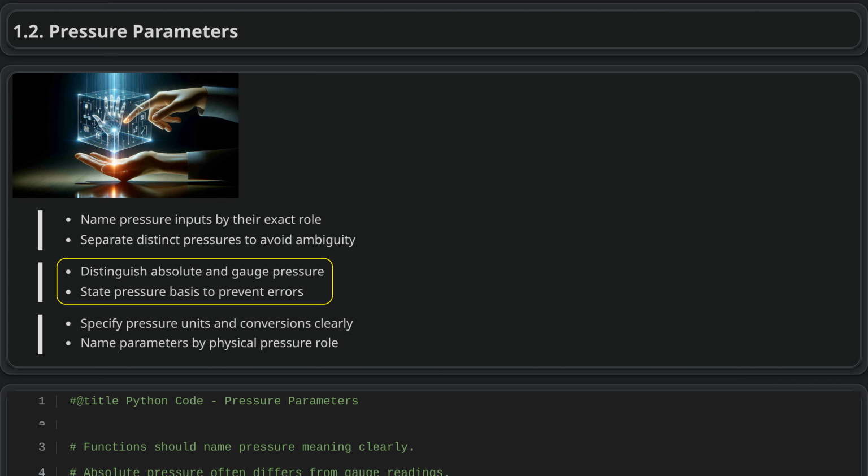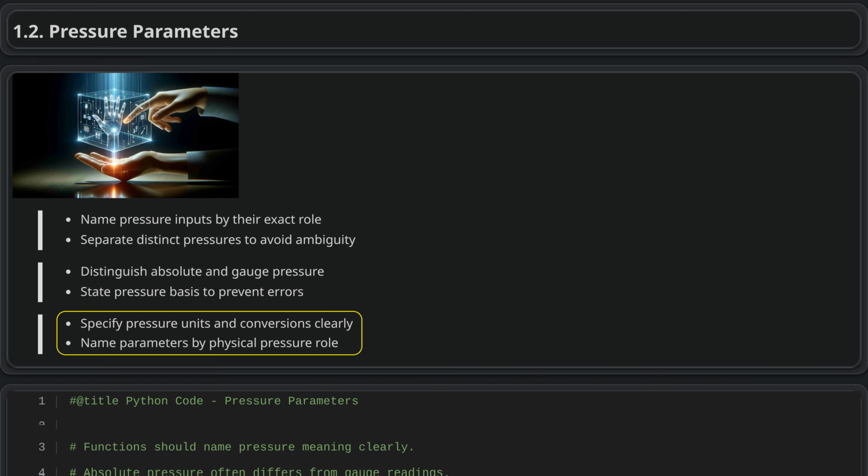Pressure values must clearly distinguish between gauge pressure, measured relative to local atmosphere, and absolute pressure, measured relative to vacuum. Absolute pressure is often required for gas behavior and phase equilibrium calculations, while gauge pressure may be acceptable in areas like hydraulics if used consistently. Functions and documentation should state the pressure basis clearly, because confusing the two can cause serious errors in real plant systems, especially near atmospheric or vacuum conditions.